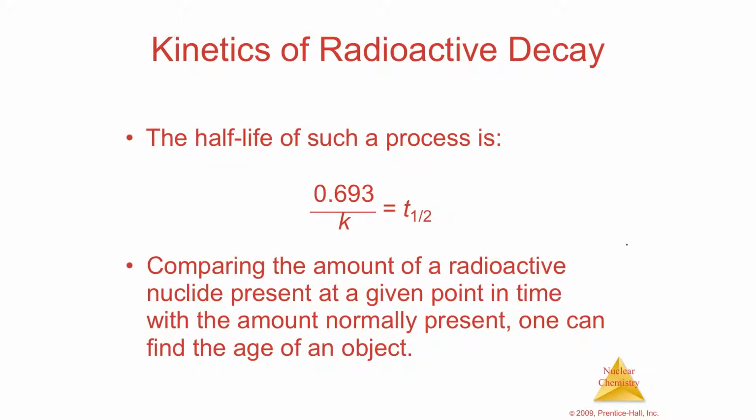If you do the calculus with that natural log, you'll end up with the time of the half-life is going to equal 0.693, another constant to remember, divided by whatever the k is of that particular stuff. And every stuff has a different k. So comparing the amount of radioactive nuclei present at any given time with the amount normally present, you can find the age of any object.